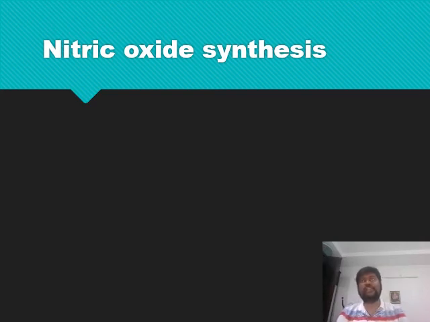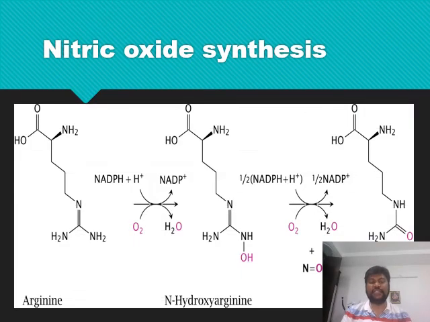So how is nitric oxide synthesized? It is a potent vasodilator produced in our body from the amino acid arginine. Arginine, by the enzyme nitric oxide synthase, will be converted to nitric oxide and citrulline. This enzyme nitric oxide synthase needs many coenzymes. Out of that, one of the important coenzymes is NADPH. So that's it about the functions of NADPH.